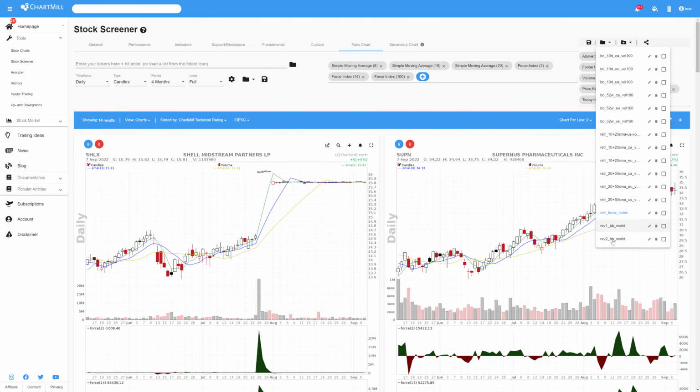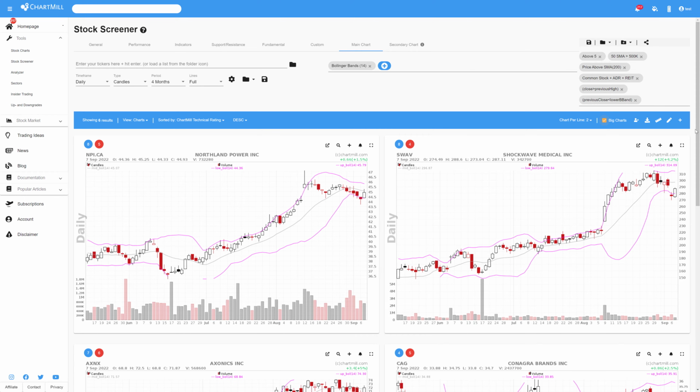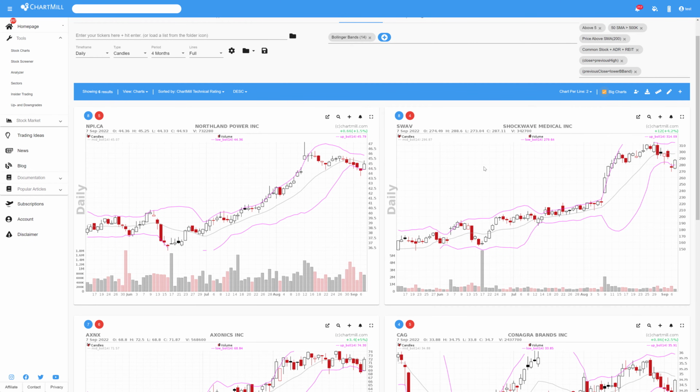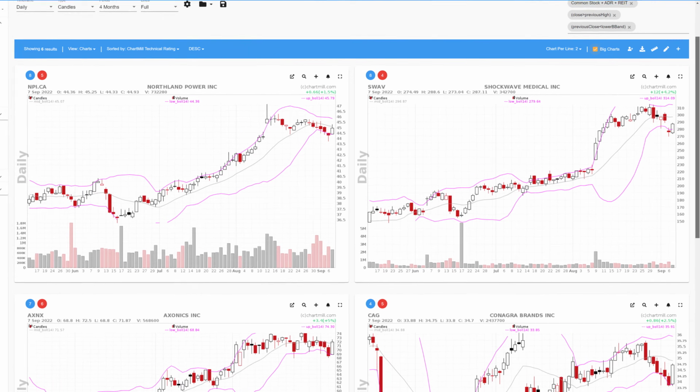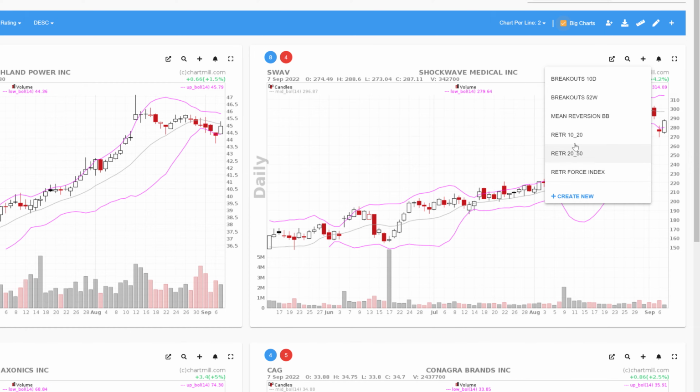Okay, and then a mean reversion screen based on the Bollinger Bands. So the main chart, Bollinger Bands mean reversion, chart settings. Shockwave Medical, a nice reversal pattern, bullish engulfing. So the last trading session closed again above the lower Bollinger Band. So I'm going to add this to my mean reversion Bollinger Bands watch list.